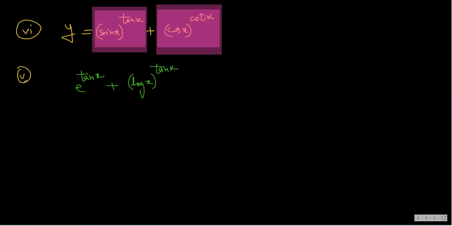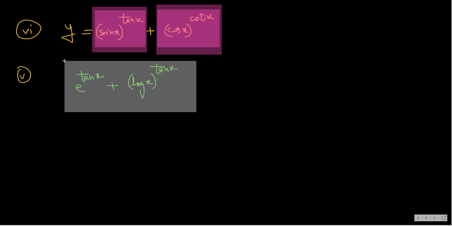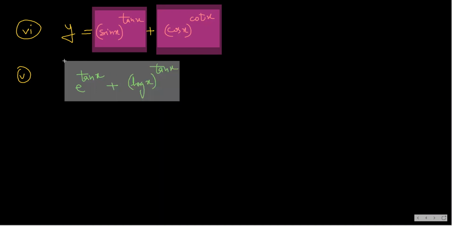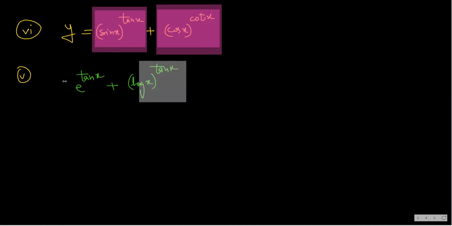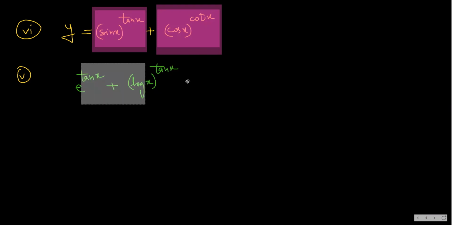Okay, now we have another question, number 5. Here we have to differentiate e raised to tan x plus log of tan x. And once again, we have a positive sign in between them. You can check.